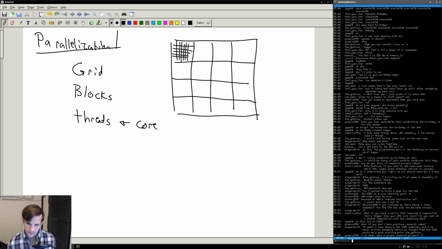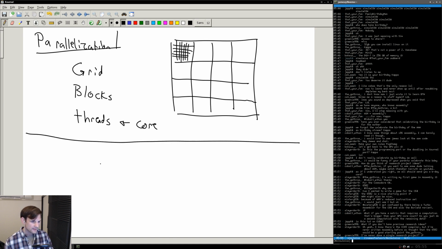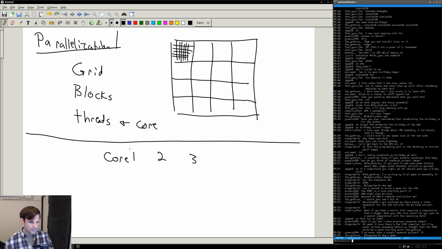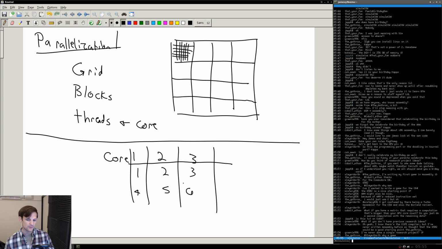What if you have a matrix that requires computation that's bigger than your GPU core count? Do you just do a second computation with the remaining data? Yes, that's kind of what you do. Like I said, you do it in batches. So you'll do one block, another block, and you do these blocks in parallel. This is an important point for one of the problem sets that I gave before: each individual core, say core 1, core 2, core 3, has bits of data it has to deal with, right? So we give core 1 piece 1, piece 2, piece 3, and so on. That's kind of what we do here.